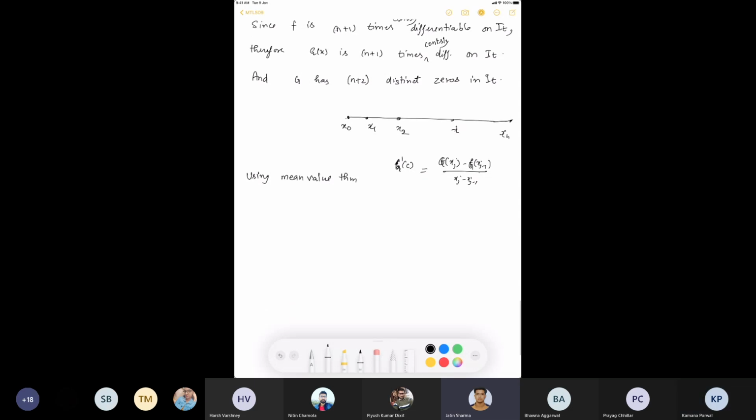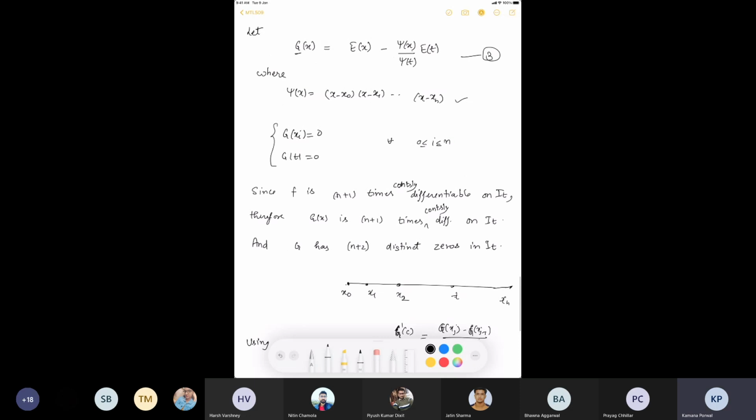Ma'am, how do we get n plus 2 distinct zeros for G? This is what we have written here. So we have i varying from 0 to n, right? So we have n plus 1 points here, and t is distinct from xi. That's why we have n plus 2.